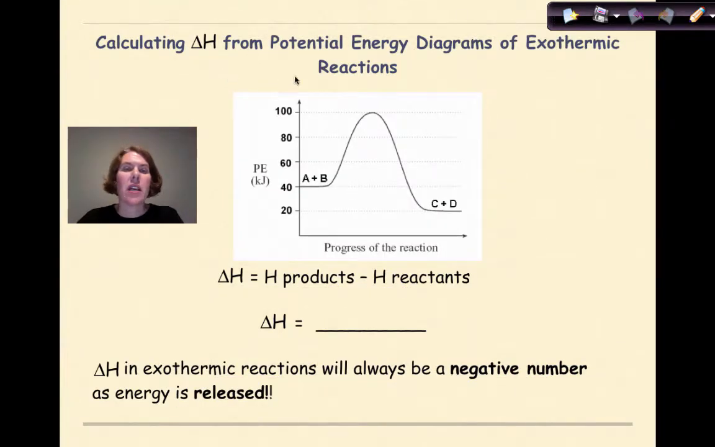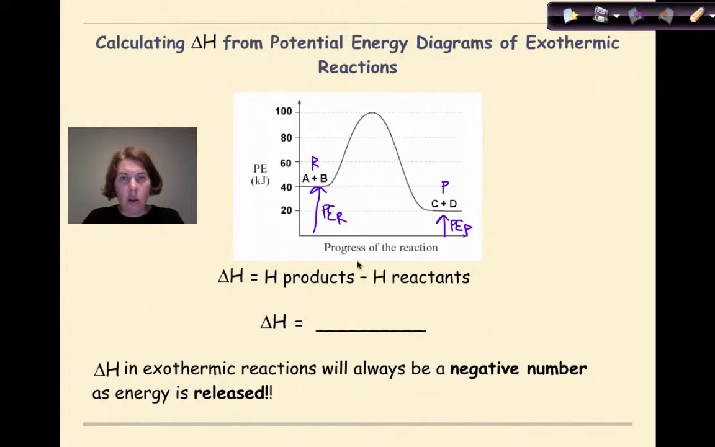Now let's calculate delta H from a potential energy diagram of an exothermic reaction. So we're going to do a very similar type of thing here. We have our reactants right here. We have our products right here. This is the potential energy of our reactants, and this right here is the potential energy of our products.